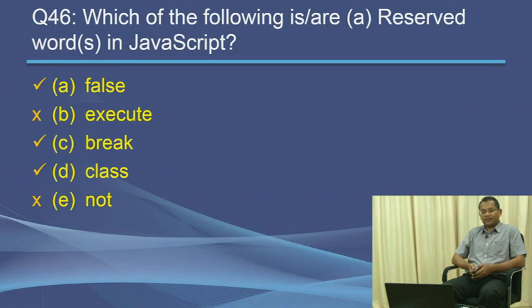Execute is not a reserved word because there is no function defined for execute. Break is a reserved word because you use it for future when you do more complex JavaScript programming, you will be using the break function. Class is also defined in JavaScript because you can define classes in JavaScript. And not is not a reserved word, but rather you use the exclamation mark when you want to use the not option in JavaScript.